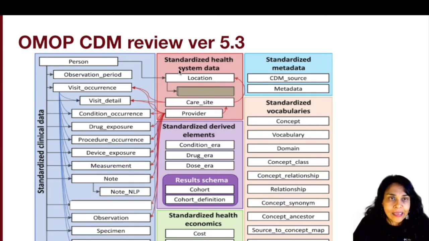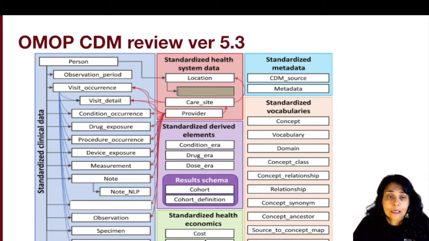The tables in this little red box, the location, care site, and provider tables, are typically your health system data. Condition era, drug era, and dose era are derived tables. They are derived using the standard clinical data tables. The results schema, the cohort and cohort definition, is not populated in our database. It's populated when we use Atlas, and tutorial 3 is all about Atlas.